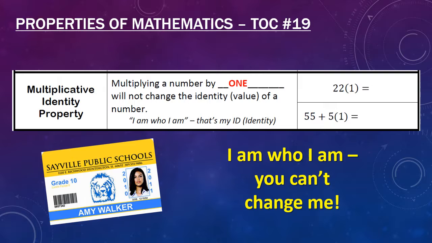So 22 times 1 is still 22. Look at the second example. It's that more complicated problem. 55 plus 5 times 1. Well, 5 times 1 is still just 5. So then I get 55 plus 5 equals 60. So again, multiplicative identity, I'm just multiplying by 1. And that multiplying by 1 does not change the value of the number.